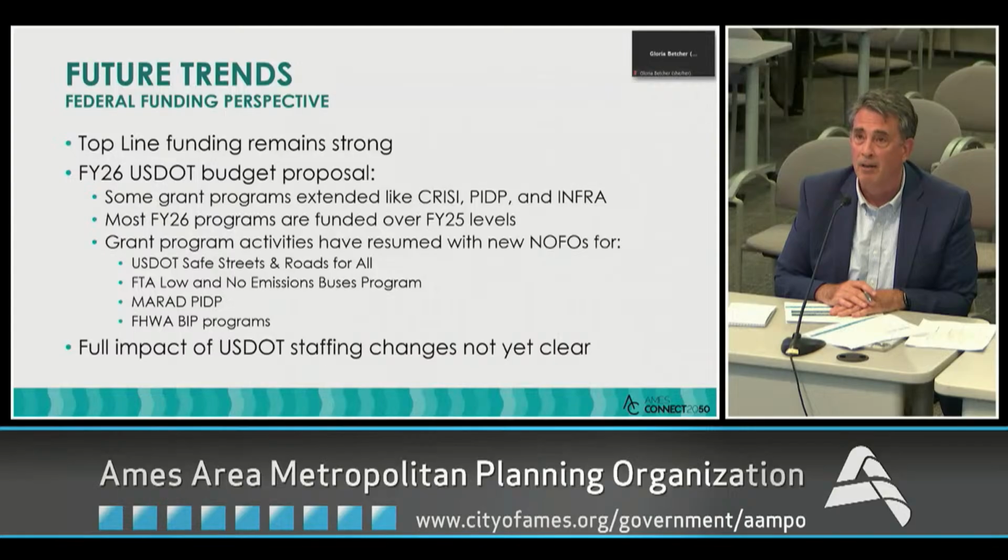There are a whole lot of acronyms here, and I apologize, but CRISI is railroad crossing, PIDP is ports, and INFRA is the general multimodal corridor type grants. We're expecting to continue to see these types of grants. Safe Streets for All, like the safety action plan John's been talking about, is part of that. FTA low and no emission bus programs continue, with new notices of funding opportunities out.